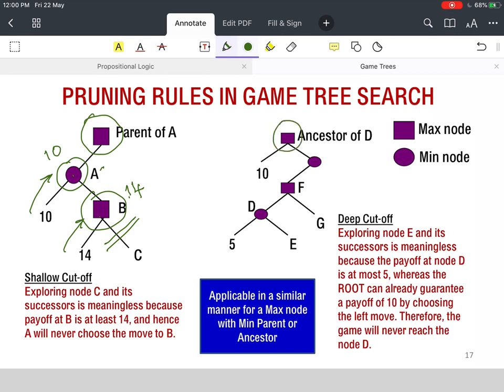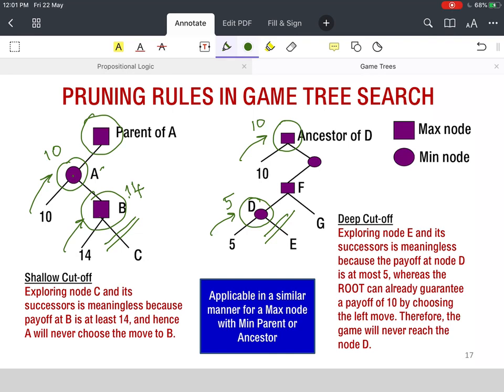And as we have seen earlier, there could be a deep cutoff. Here, this is a max node and this is a min node. Here the tentative value is 10 from this side. Here it is 5. Therefore, it is easy for us to see that the value at D will never be more than 5. The value at A will never be less than 10. Therefore, there is no point seeing this node.